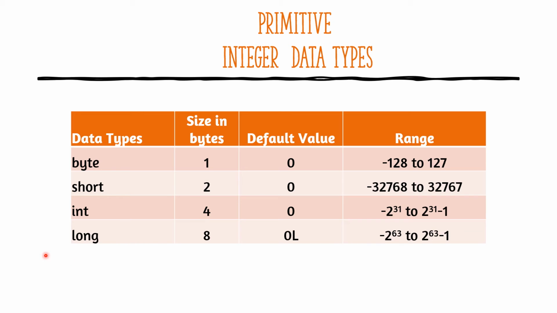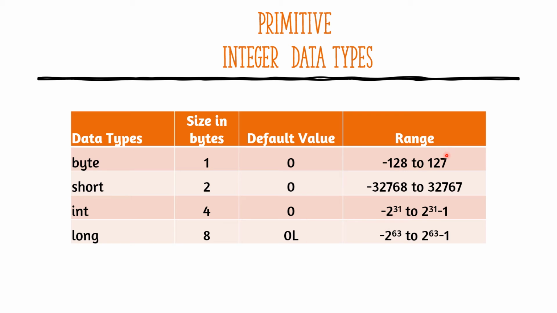And now what is the default value? Default value means when you are declaring a variable, this value will be automatically stored in the variable if a value is not given. For example, if you declare byte A and you are not storing a value, 0 will be stored automatically in A. So default value means the value which is stored automatically in a variable as soon as you declare it using the particular data type. So byte default value is 0, short default value is 0, int also 0 and long 0L.